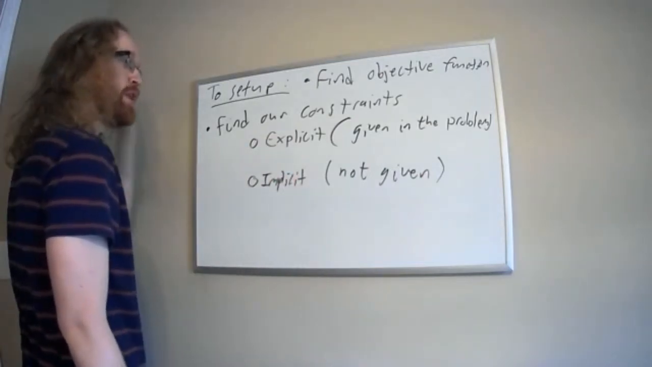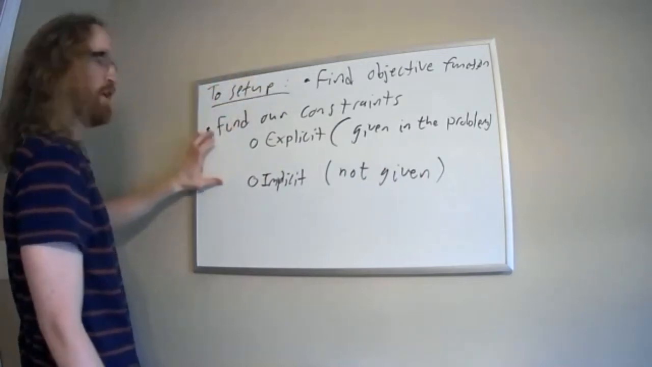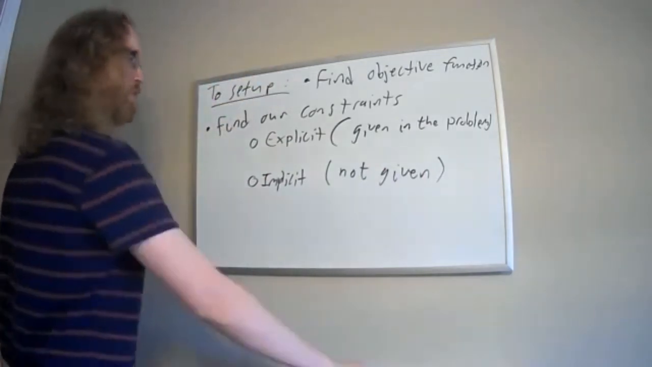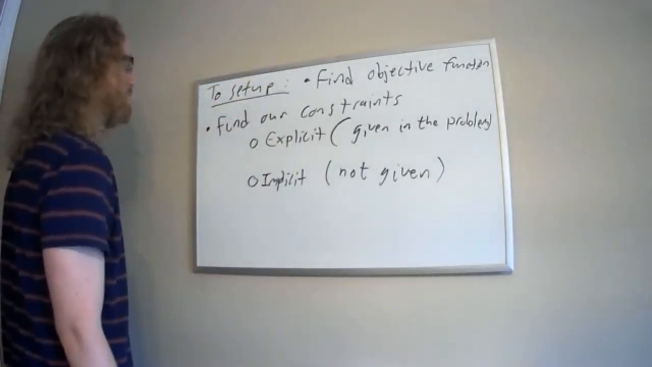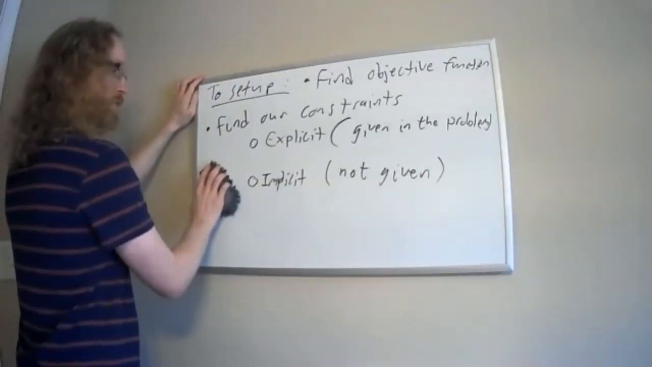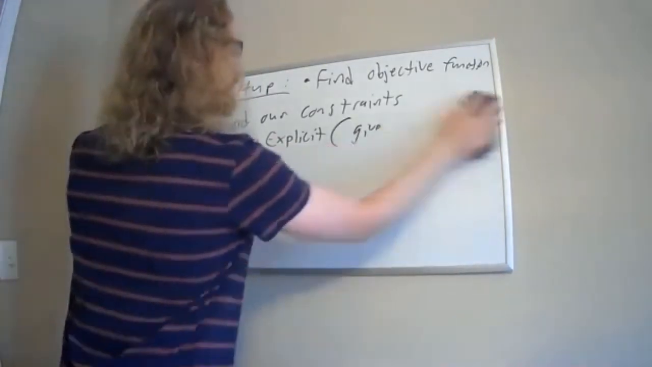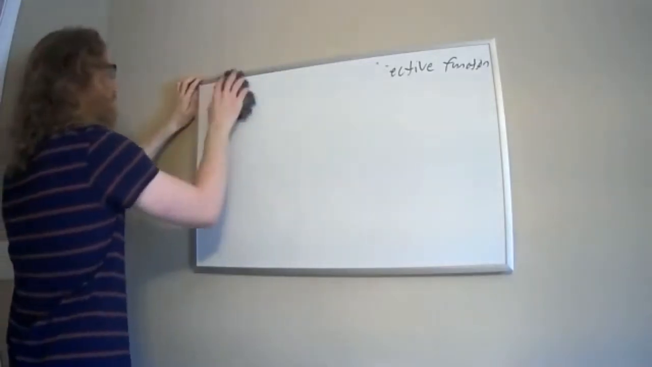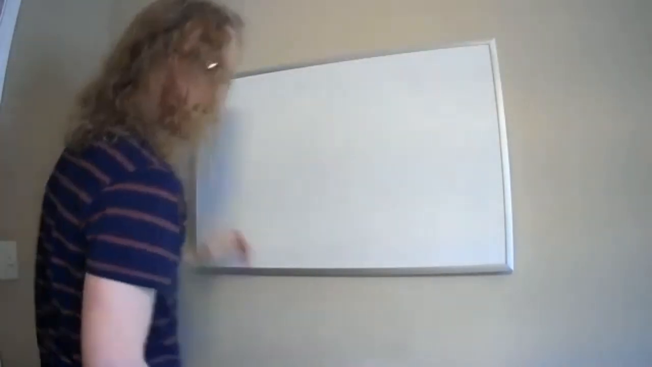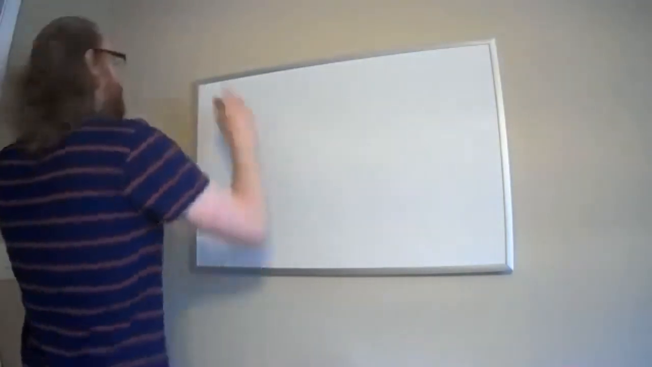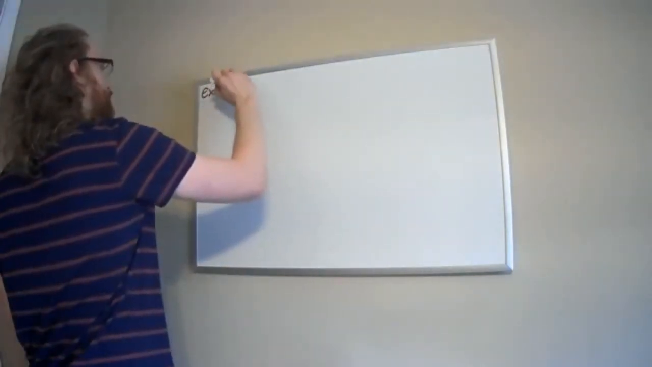So this is pretty much all we need to do. Find our objective function, find our constraints. Okay. So let's go ahead and do that for an example now for real. Okay, and I had one here that I wanted to take. So here's our example that we're going to work on.